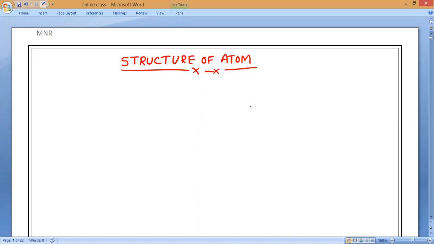So if you'll observe, till last class we studied what canal rays are, same way what anode rays are, what cathode rays are and their properties. And finally we studied the properties of the electron and the properties of the proton. Now, in today's class, we are going to study how, after the discovery of electrons and protons, some scientists came forward to give their predictions for the structure of the atom.